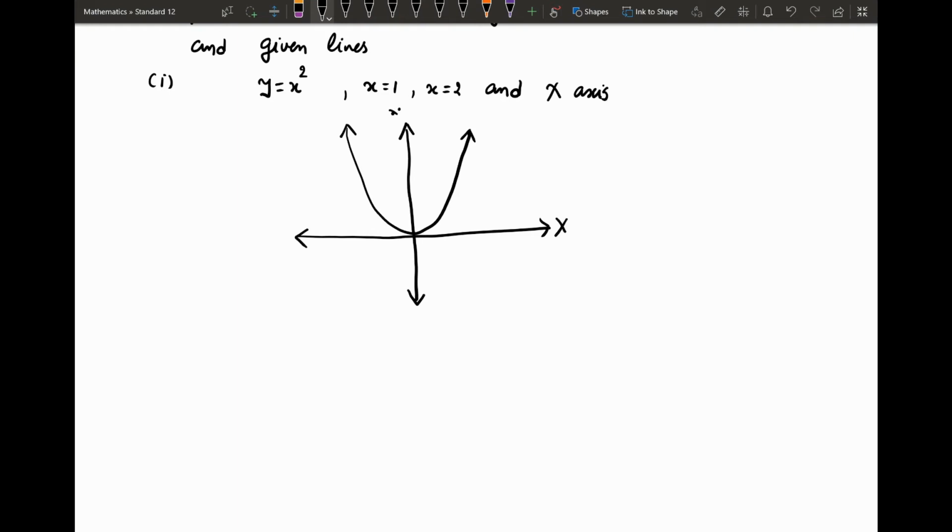X axis, y axis, y equal to x square, x equal to 1, x equal to 2. So the area bounded by the parabola, x equal to 1, x equal to 2 and the x axis. So we have to find the area of this portion.